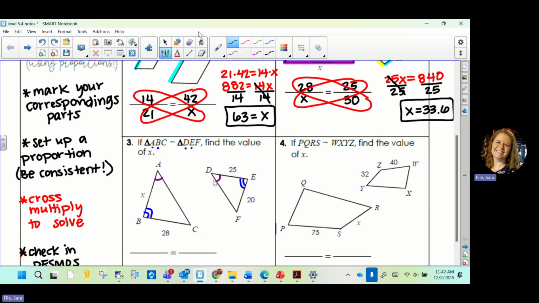Does that make sense? So these are the corresponding angles. And then if you still want to highlight corresponding sides, you can. So the 2 arcs to no arcs, 2 arcs to no arcs.